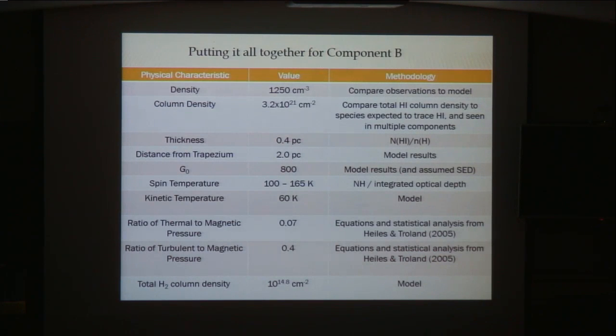Here's putting it all together for component B. The ratio is a little bit larger. You can't really say equipartition, but you can't really say it's completely dominated by the magnetic field. We have all this data. You can see here where it comes from, a mixture of models and observations.